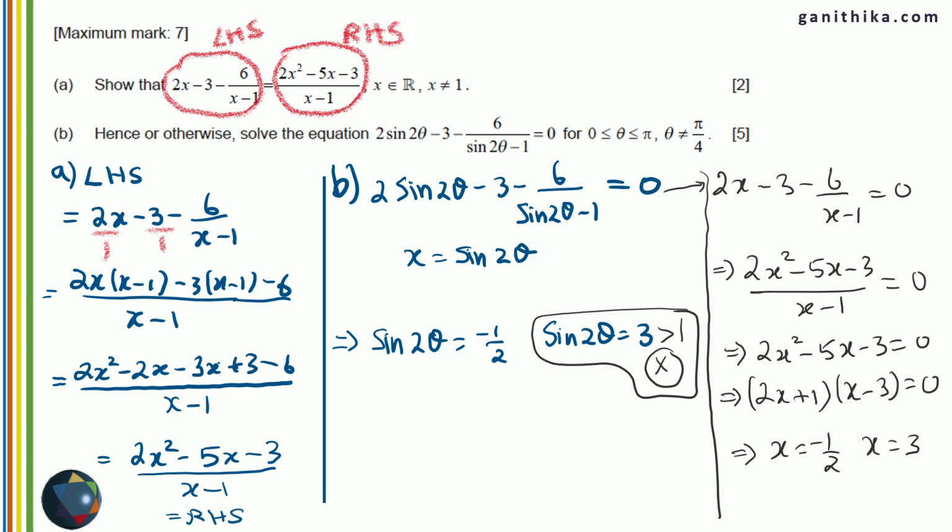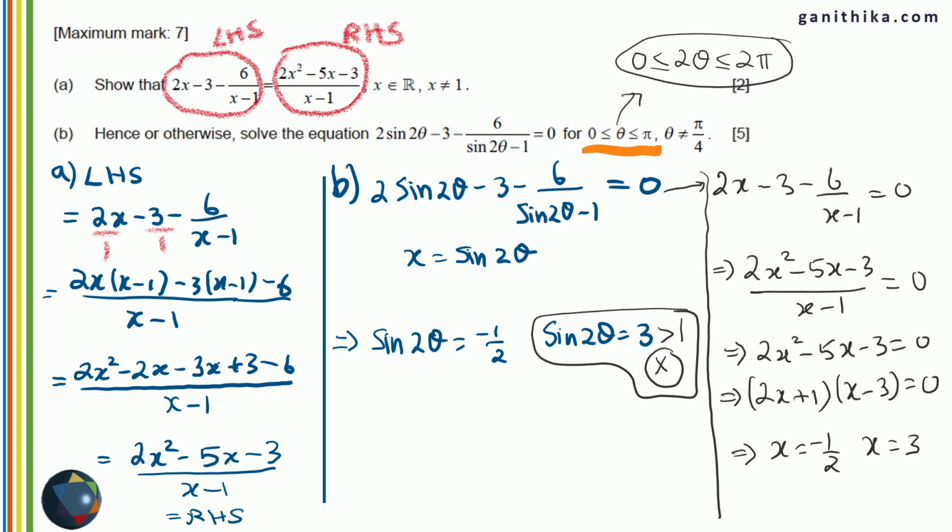Now we have to solve for sine 2 theta equal to -½. But before we solve that, let's see the domain. The domain for theta is 0 to pi, but we have 2 theta in the angle. Therefore the domain for 2 theta will be 0 to 2 pi. So we have to find the value of theta for which 2 theta is between 0 and 2 pi.